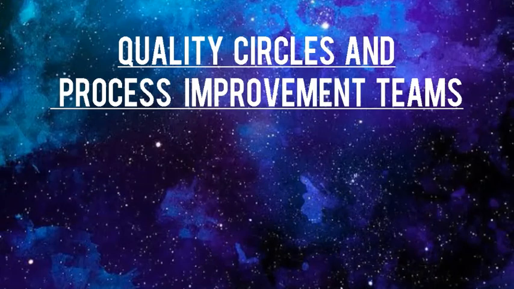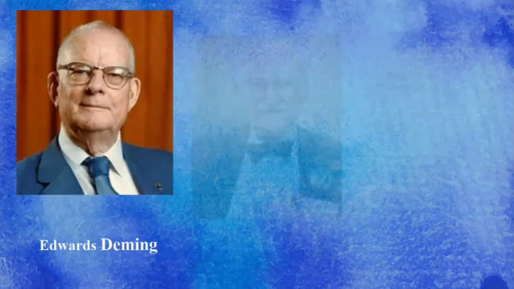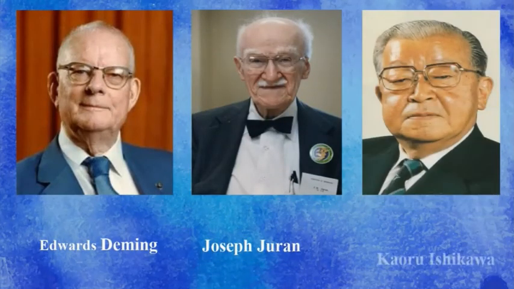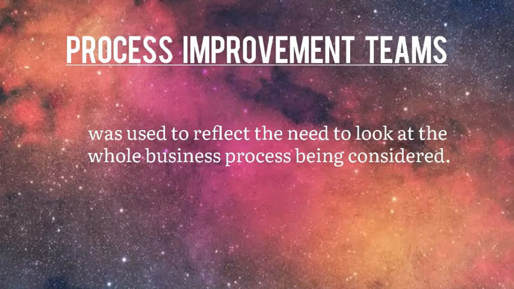The role of a quality circle is to build relationships with employees. The quality circle concept was developed from the ideas of Deming, Juran, and Ishikawa in the 1960s. The term process improvement teams was used to reflect the need to look at the whole business process being considered. This team is focused on improving or developing business processes and comes together to achieve a specific goal.